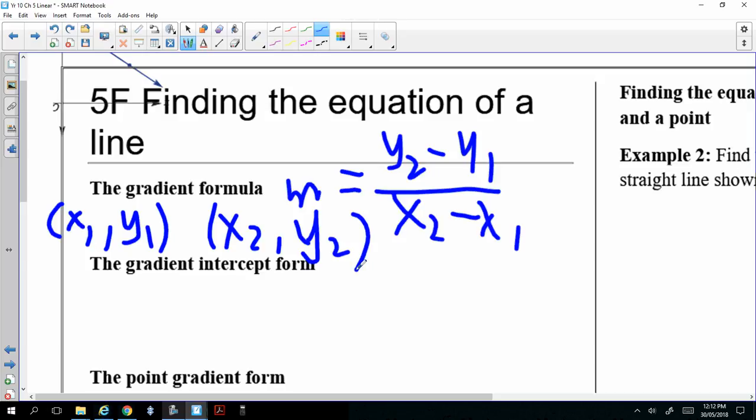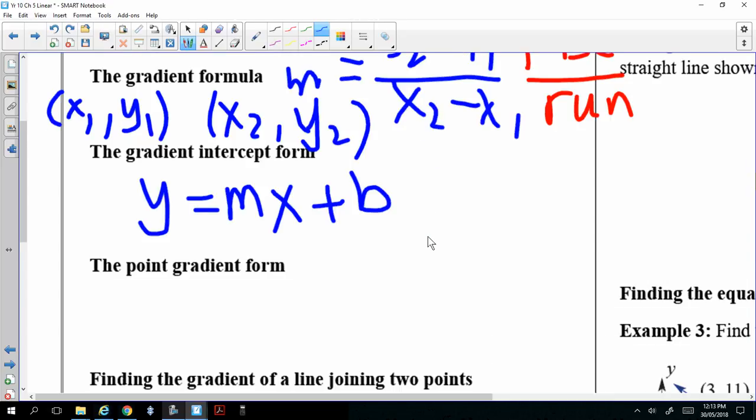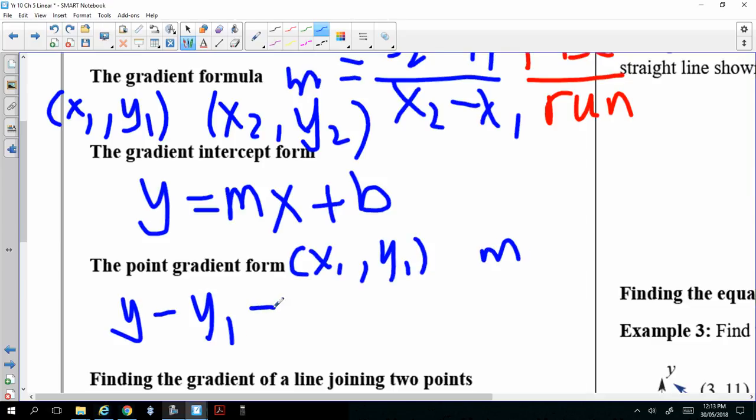This is just rise over run, isn't it? When you do the difference of the y over the difference of the x, it's the rise over run. And to find the equation, you need to know the gradient and the y-intercept, mx plus b, which you've learned before. Another formula you need to know is the point gradient form. So you're given a point and given a gradient, then the equation of the line is this. Whereas on the other one, you are given the gradient and the y-intercept to get the equation. This one is given a point, which doesn't have to be the y-intercept, and a gradient.